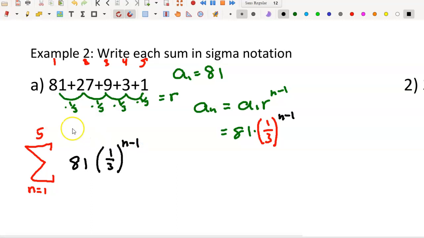And then you can always check it. You could plug it back in, and you can see, I plug in 1, I end up with 81, I plug in 2, right? So on and so forth.